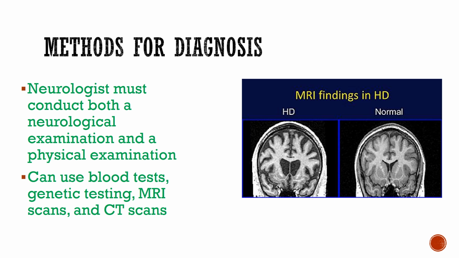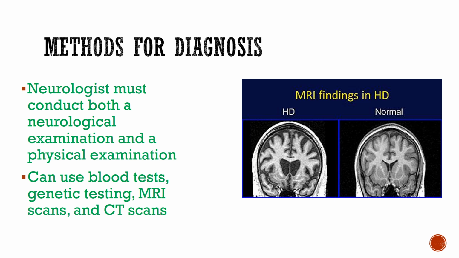In order to get an official diagnosis for the disease, a person must be examined by a neurologist. The neurologist must conduct both a neurological and physical examination on the person. They will look for involuntary movements, such as jerking movements, twitching, and tremors, as well as running blood tests, doing genetic testing, and using medical imaging to look at the structure of the brain.